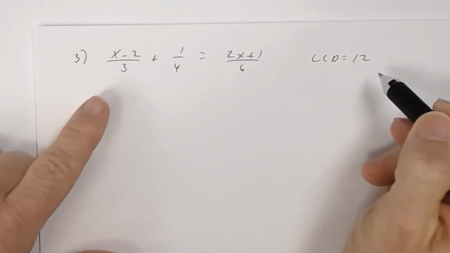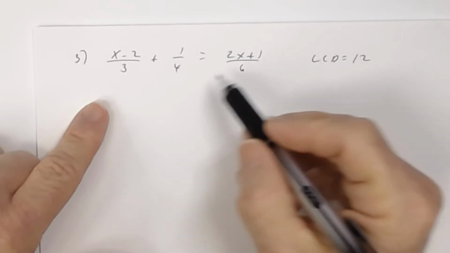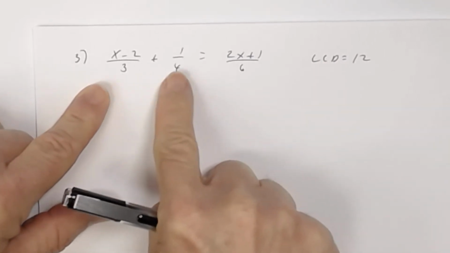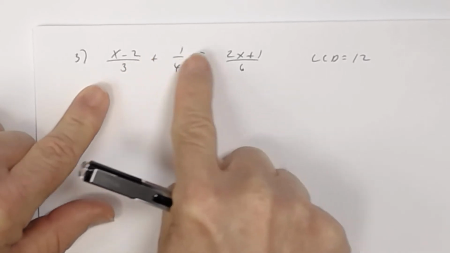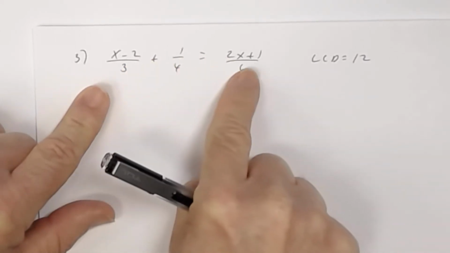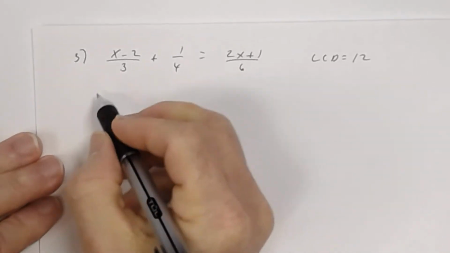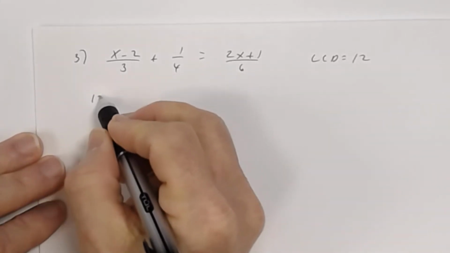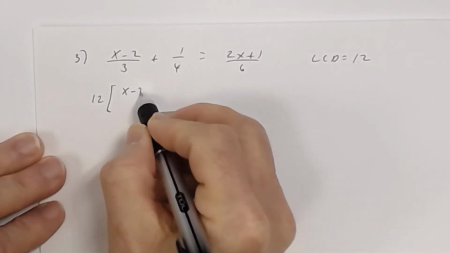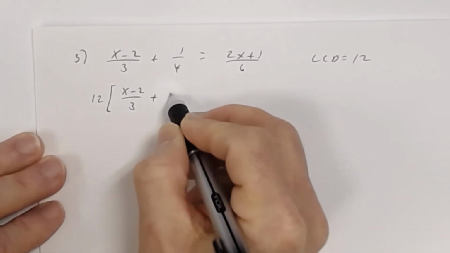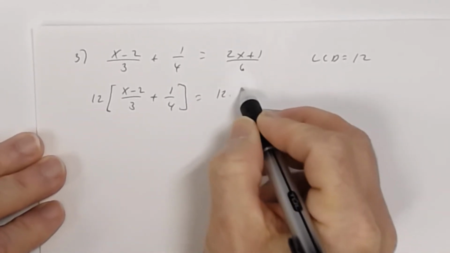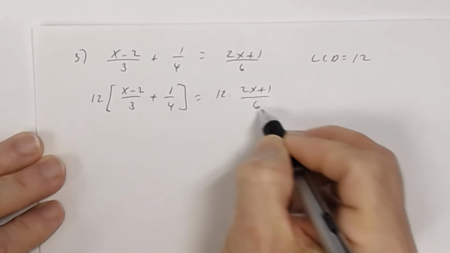And so the next thing you're going to do is multiply both sides by 12. Notice though, on this side there are 2 terms. So remember, every term has to be multiplied by 12. This, and this. So technically, the next step you should do is say, I'm going to multiply both sides by 12. So you're going to say 12 times (x - 2)/3 + 1/4 equals, and then over here, 12 times (2x + 1)/6.